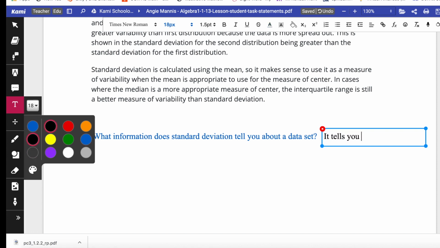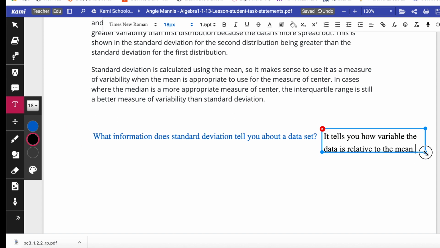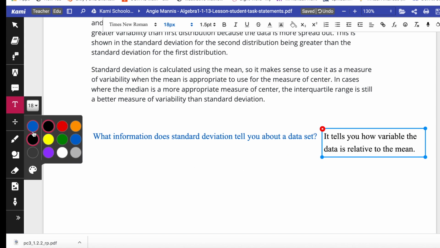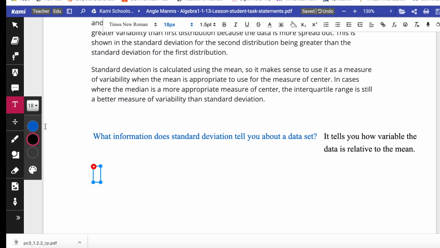Standard deviation tells you how variable the data is relative to the mean. So you have your mean, and then if your standard deviation is low, then it tells you all the rest of the data is close to the mean. If your standard deviation is high, a larger number, then it tells you the data is spread out quite a ways away from the mean, that it's just scattered everywhere. All right, so let's look at another question.